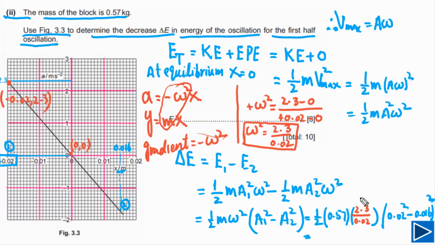Now we need to simplify this. If we simplify this one, our final answer will be 4.7 times 10 to negative 3 joules, and this is our final answer. So this is the decrease in energy.